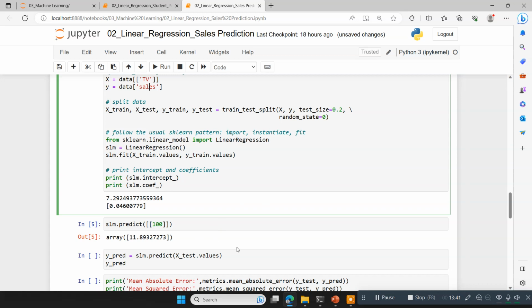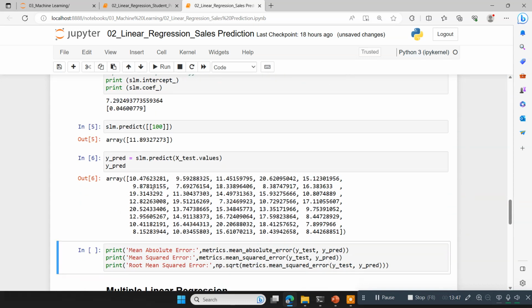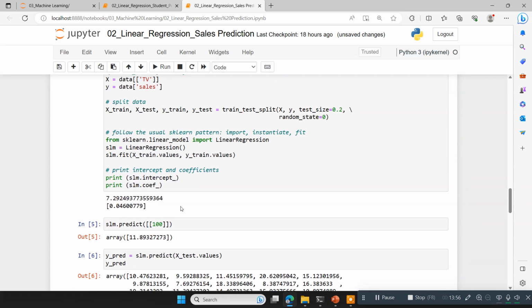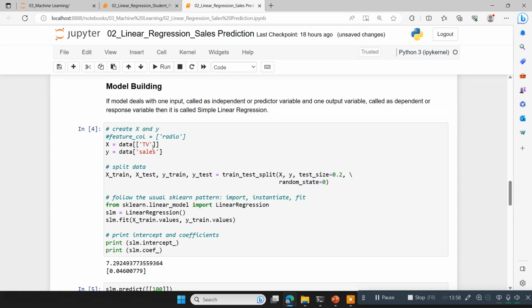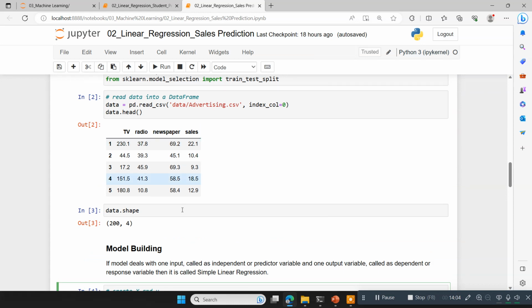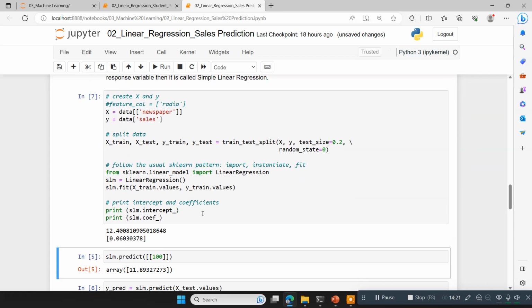We have 20% data, so making predictions for the complete 20% data. The predictions are these. Before I go for building another model, instead of TV, I would like to take newspaper, let's say. If I invest $100 in newspaper, then what will the model predict?